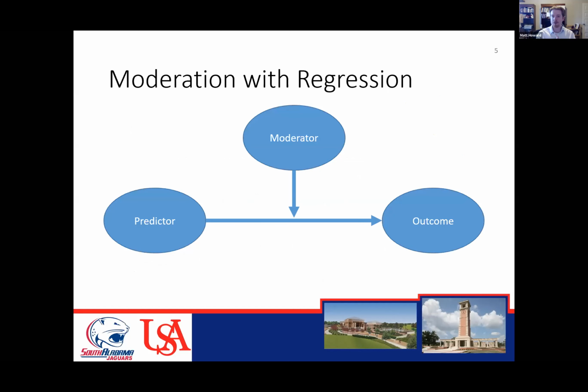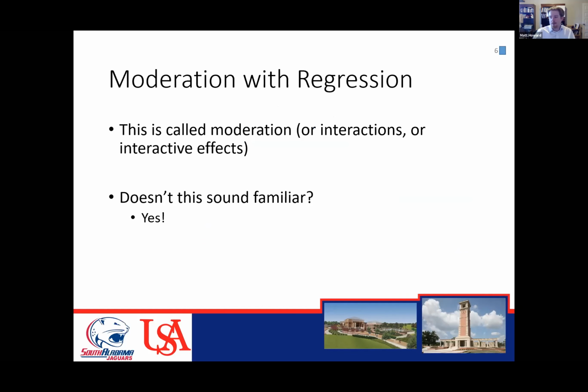Here's another visual representation of moderation. It's there in the PowerPoint if you want to go back and review it, but that's exactly what we talked about before. We have a predictor, we have an outcome, and we have a moderator. So when we have a moderator that influences the relationship between a predictor and an outcome, we would say we have significant moderation, which makes sense because we have a moderator and a moderator moderates. If this effect was statistically significant, we would say we have significant moderation. We could also say that it's a significant interaction effect or interactive effects.